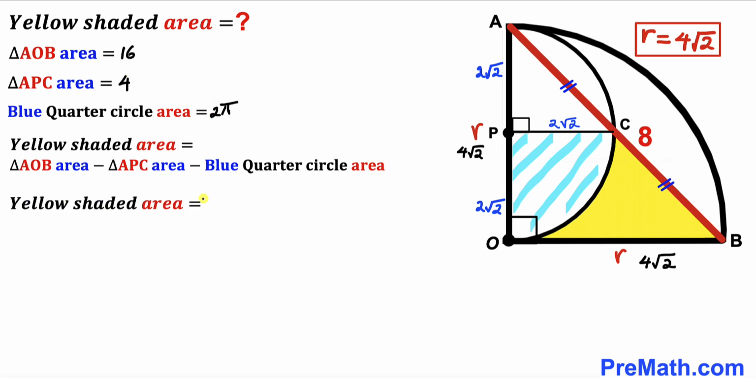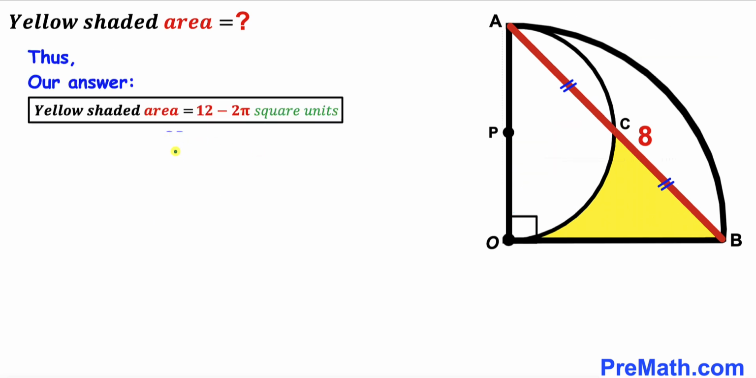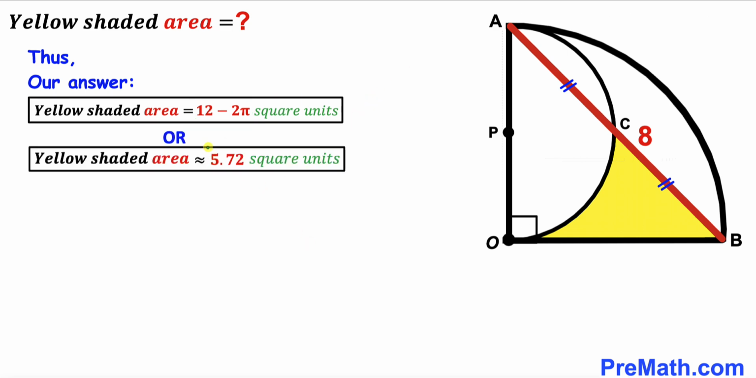So let's go ahead and fill in the blanks. The yellow shaded region area is going to be 16 minus 4 minus 2 times pi. Now let's simplify the right hand side. That is going to give us 12 minus 2 pi square units. So after all the calculations, the area of this yellow shaded region turns out to be 12 minus 2 pi square units, which is approximately equal to 5.72 square units as well. And that's our final answer.